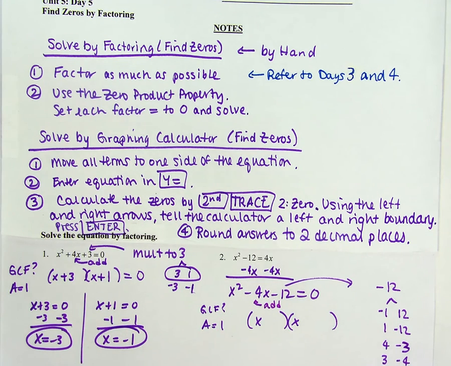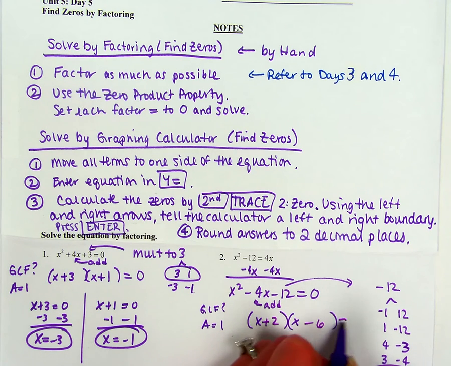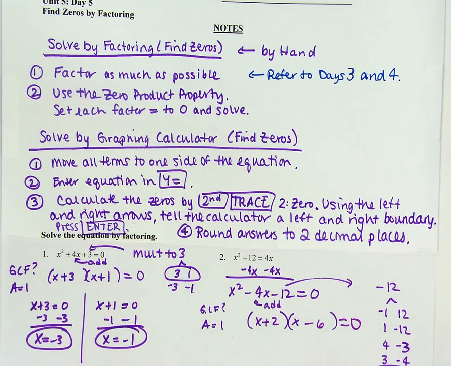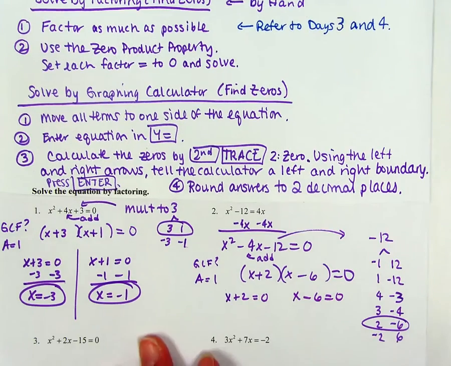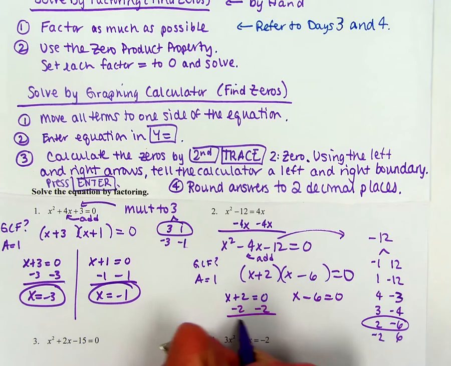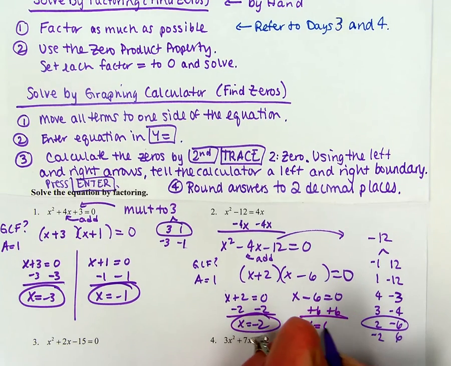So if I look at what adds to negative 4, it's x plus 2, x minus 6. And this is equal to 0. All right, so now I'm going to look at how can I get x plus 2 to equal 0 and x minus 6 to equal 0. So I know that I'm going to subtract 2. I get x equals negative 2. Add 6, and I get x equals 6.